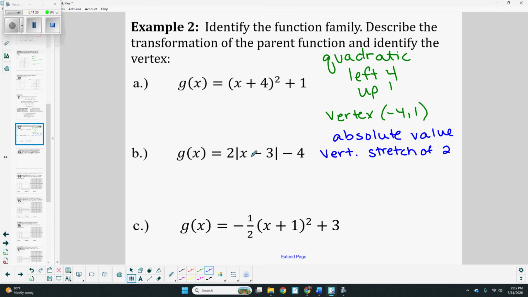The -3 inside with the x would tell me I'm going to the right 3. And then the -4 tells me I'm going down 4. And my vertex would be +3, -4.